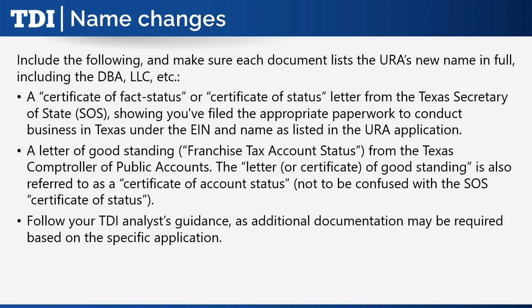If a URA's name changes, that must be reported as a material change with an update application. Make sure you include the following with your submission, and make sure each document lists the URA's new name in full, including whether it's a DBA, LLC, etc., if applicable. First, a letter from the Texas Secretary of State, also known as SOS, showing that you filed the appropriate paperwork to conduct business in Texas under the EIN and name as listed in the URA application.